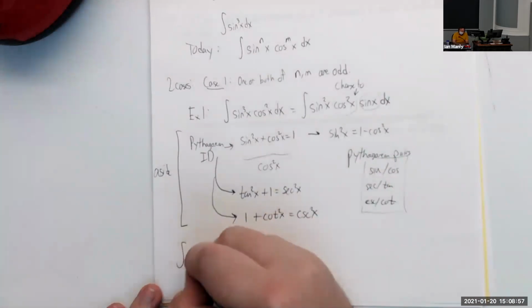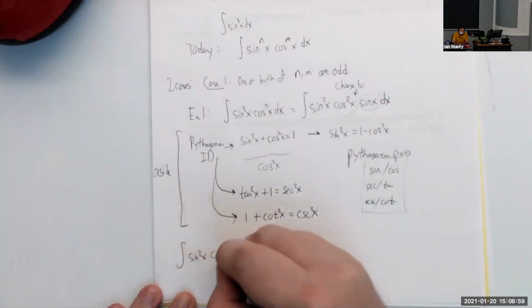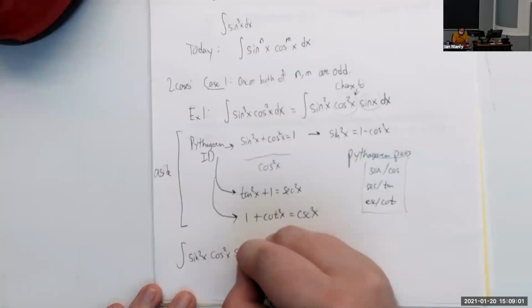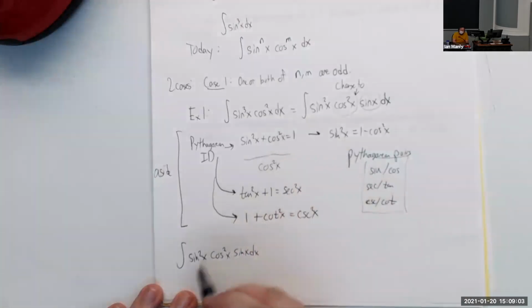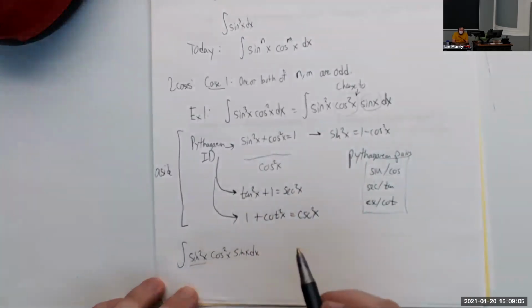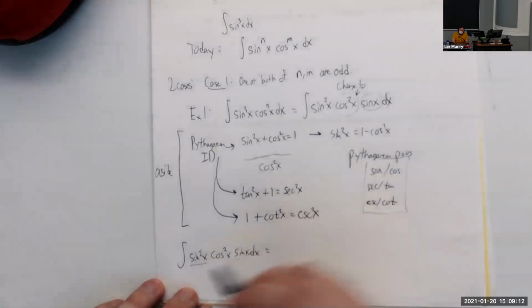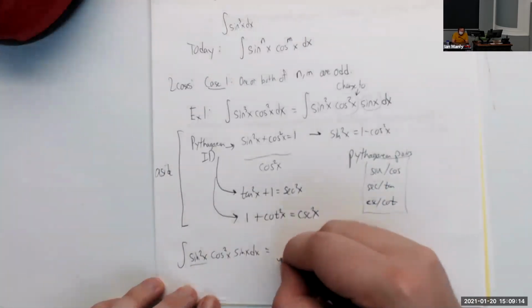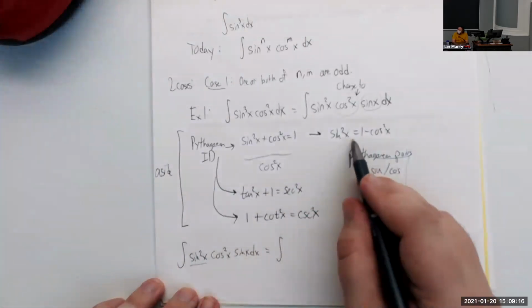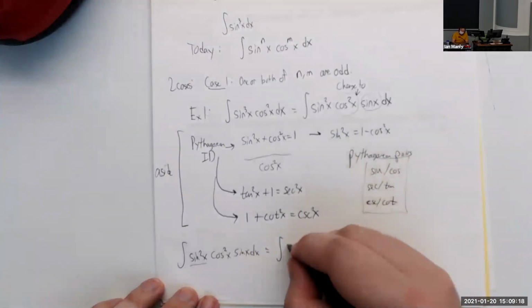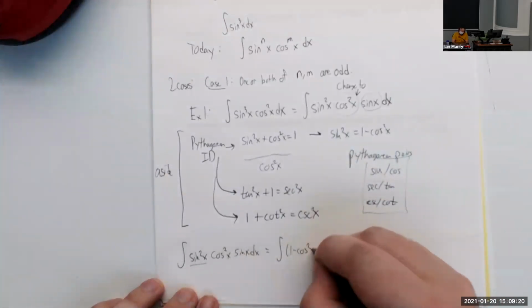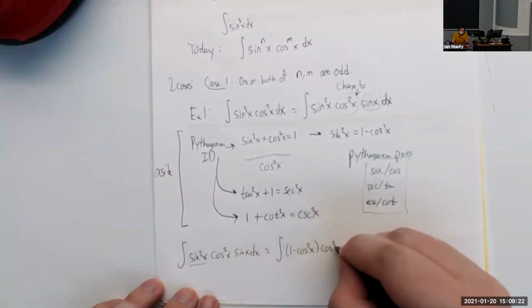So remember, we have sine squared times cosine squared times sine. What I'm going to do now is I'm going to change the sine squared, or whatever I just pulled my extra function here from, I'm going to change that into its matching pair. So I'm going to change the sine squared into 1 minus cosine squared.